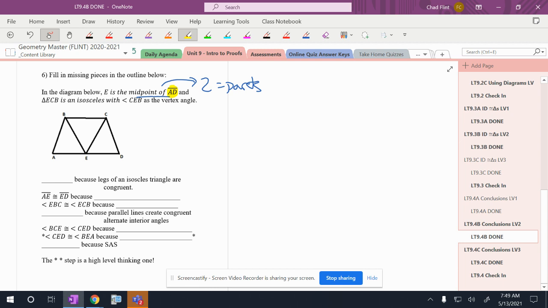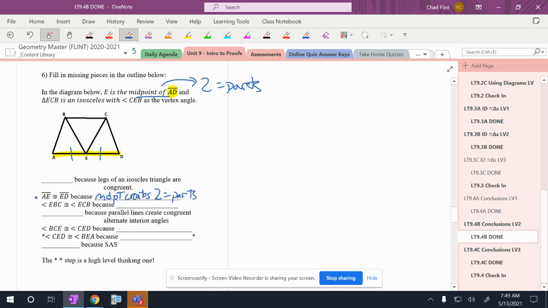So AD has a midpoint. That means that those two are the same. That's the second line right here. So it says AE is congruent to ED because midpoint creates 2 equal parts. Okay, that's taken care of.